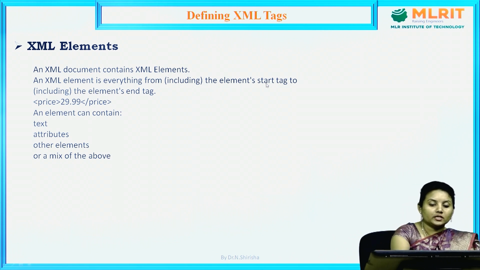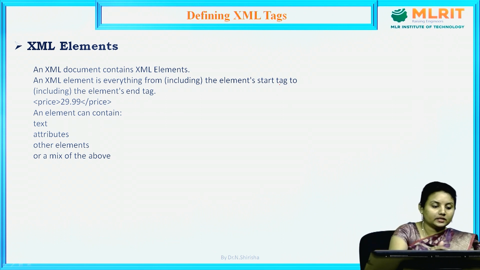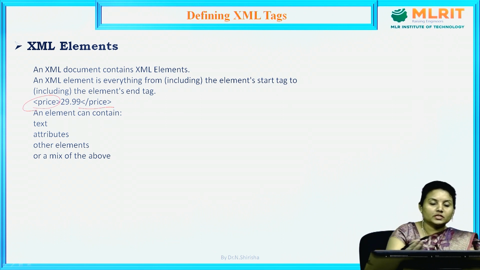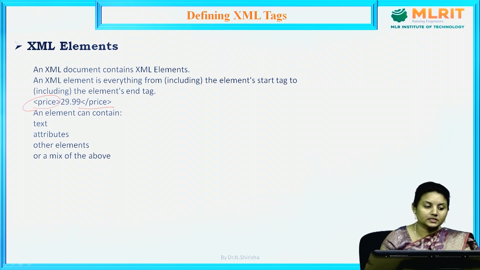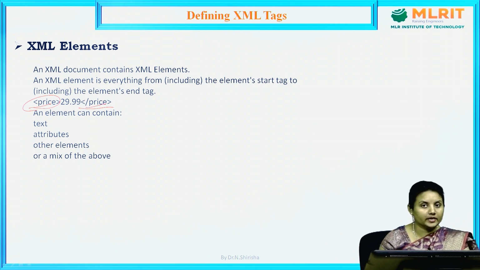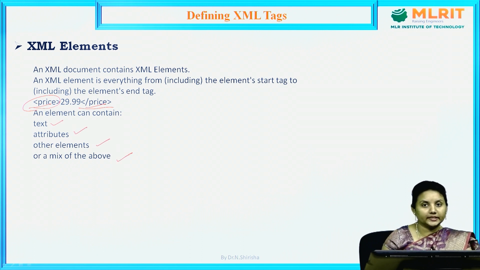Everything that is included in the XML will have a starting tag and an ending tag. So, price is a starting tag. So, obviously, price should be ended. It is case sensitive. If you are using all smaller case letters, use smaller case letters in the ending tag also. An element can contain text, attributes, other elements or a mix of the above. So, an element can contain anything.